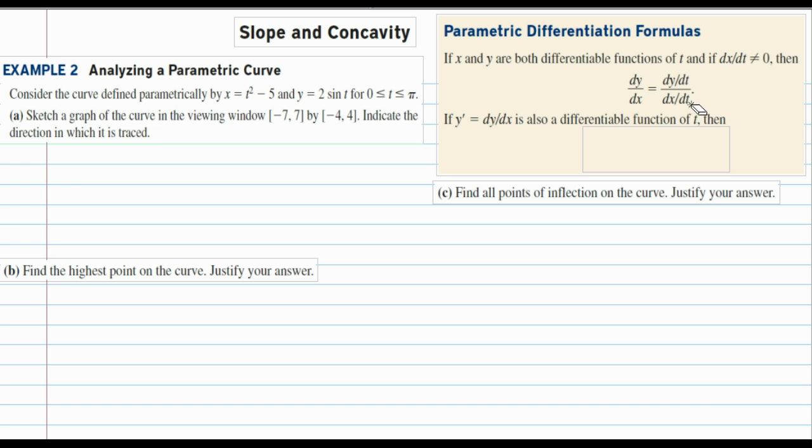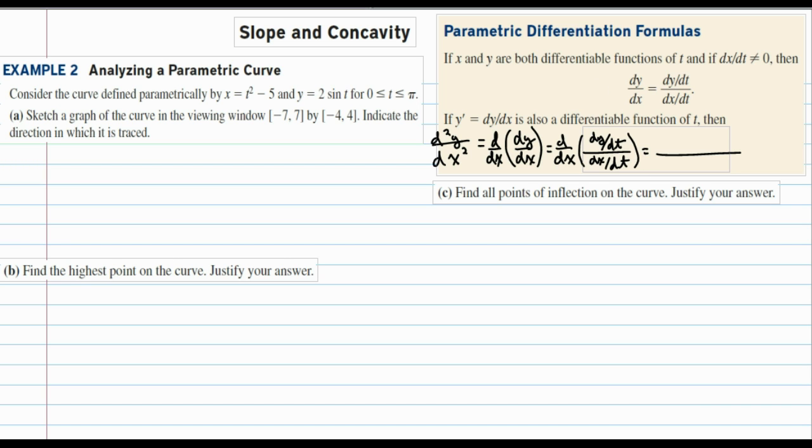Now the second derivative gets a little bit more complicated. It's not just the second derivative of y over the second derivative of x. So first, the second derivative of y with respect to x again. Remember, the first derivative is going to have t's in it, so you can't just take its derivative with respect to x. We're going to rewrite the second derivative as the derivative of dy/dx, which is the derivative of what we just said, dy/dt over dx/dt.